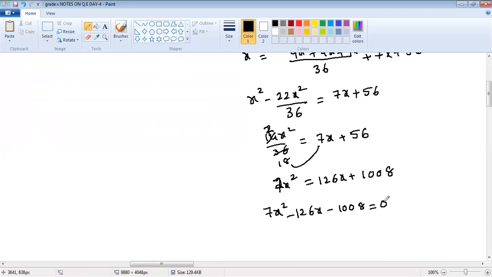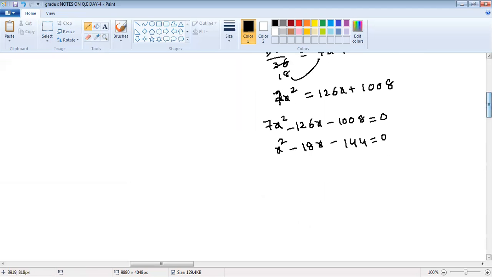Then you can simplify. The 7 table will go. If you do the 7 table, x square, 7 18s are 126, then 14 7s are 98, 4. Got it? Yes, sir.